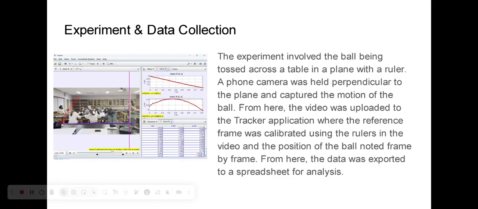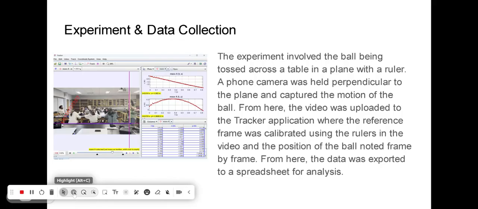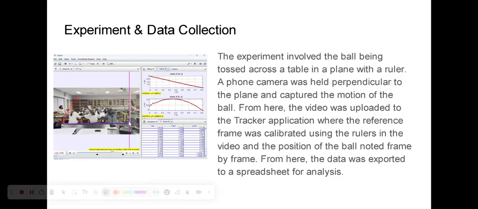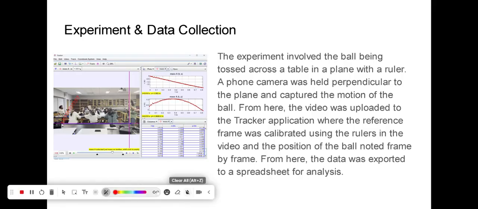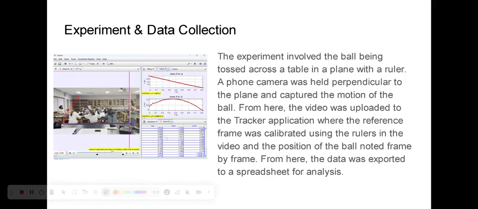So for this experiment, we used the tracker app. So as you can see, we would throw the ball from here, and then we would input all the tracks, and that was used to collect the data, which was here, and then from there we exported it to a Google spreadsheet, which was used to create the graphs and show us trends in the data.